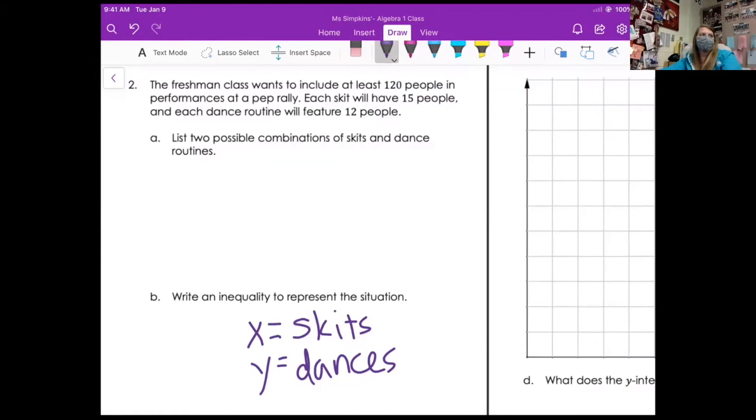1 million skits and 1 million dance routines. No, we're going 100 skits and a single dance. No, like every cheerleader. I want to.